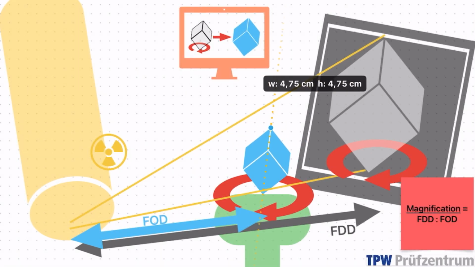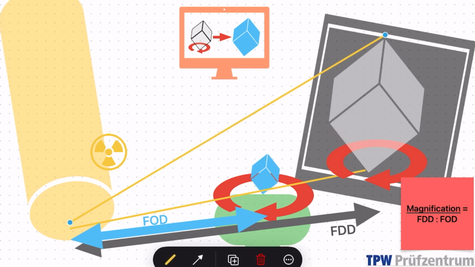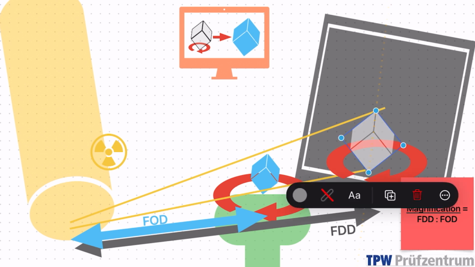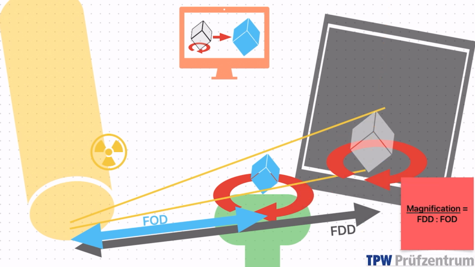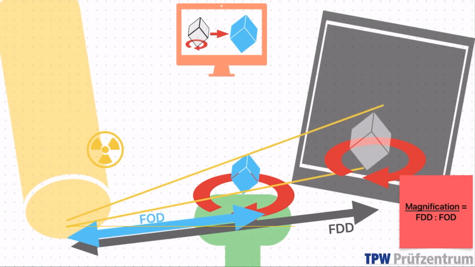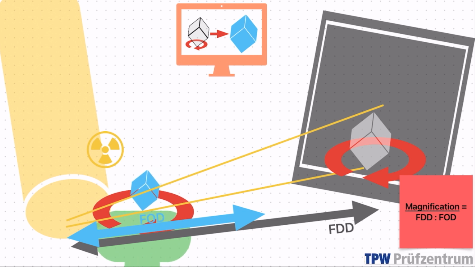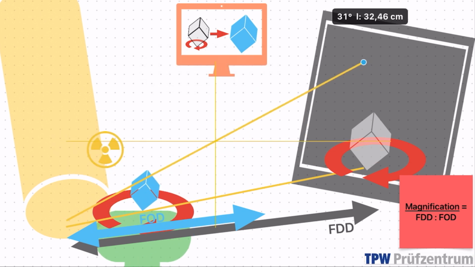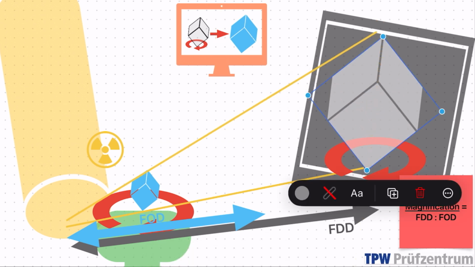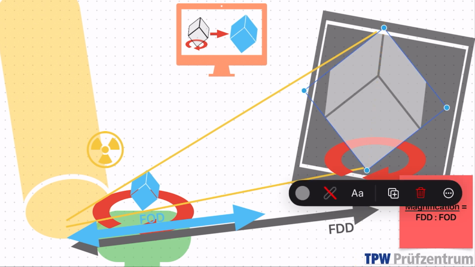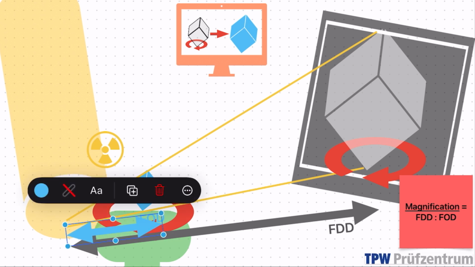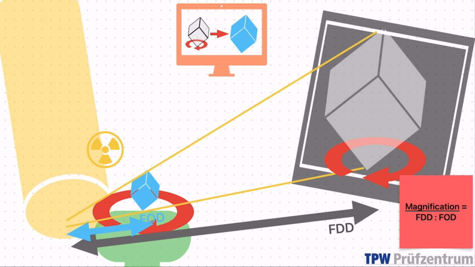We can also look at the opposite case of a very small sample. So here the sample fits well onto the detector, and actually there's lots of space left on the detector. So in this case, the sample can be moved closer to the X-ray source, which results in an increased size of the projection of the sample onto the detector. Positioning the sample close to the X-ray source means having a small FOD and a high magnification.